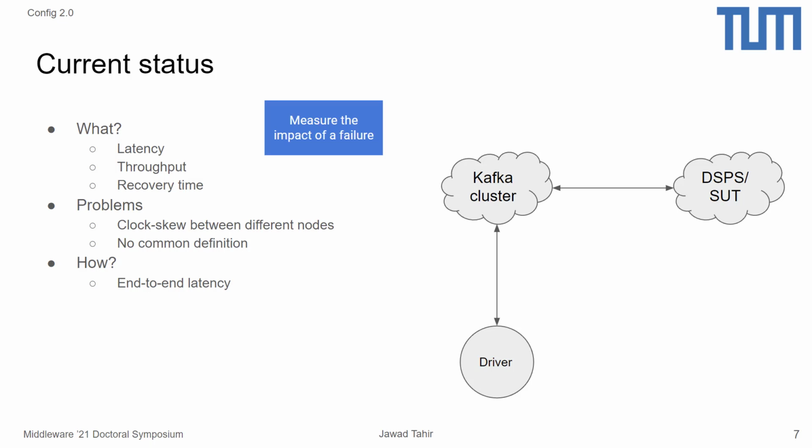To counter this issue, we utilize end-to-end latency, where our driver injects the records in a multi-broker Kafka cluster, which are then ingested by our distributed stream processing system. And the output of this system is then ejected back into a multi-broker Kafka cluster, which is then read by the driver. And the time difference between the input and output is taken as the end-to-end latency of the system.